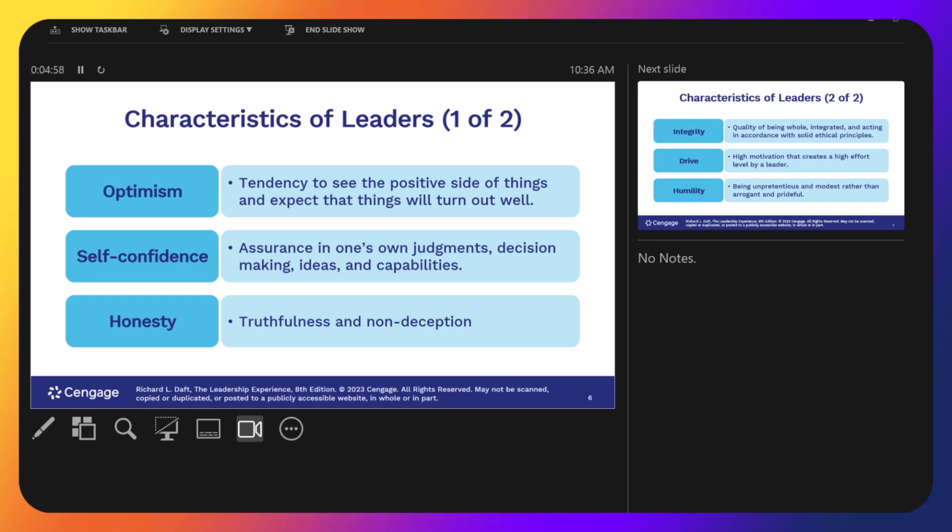Honesty: truthfulness and non-deception. Be honest and shoot people straight. If something is bad, tell them it's bad. If something is good, tell them it's good. If it's something that's all right, but we can make it better, then tell them that. People like knowing where you stand.